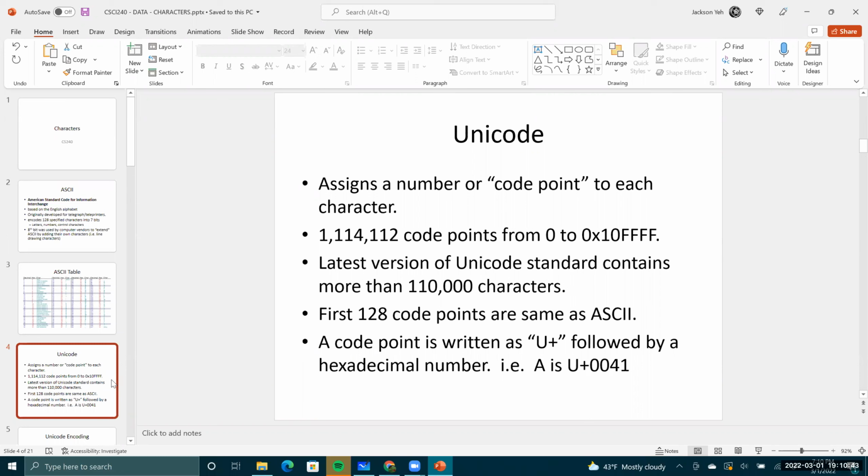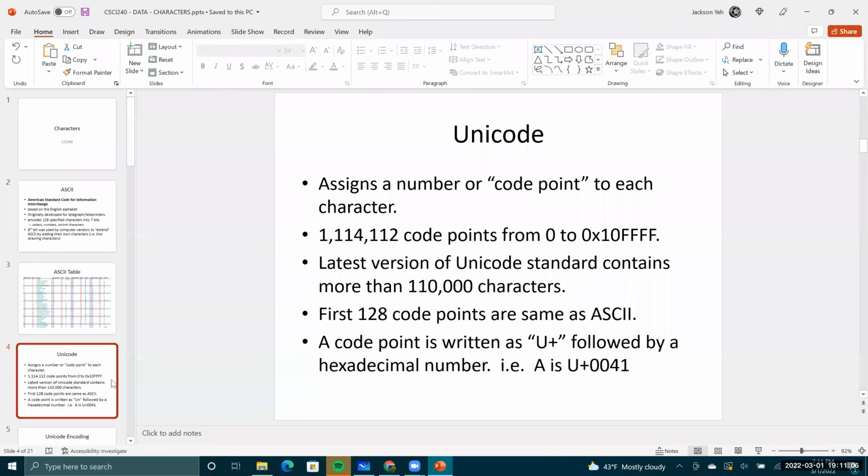Now for backward compatibility, the first 128 code points are the same as ASCII. So for example, we said that the hex number 41 was big letter A, right? Hex number 41 is big A. So is ASCII. All right. So again, this is just backward compatibility.